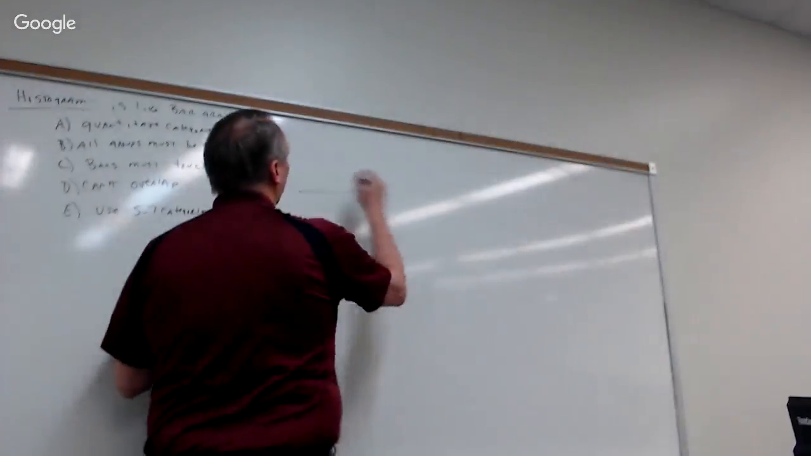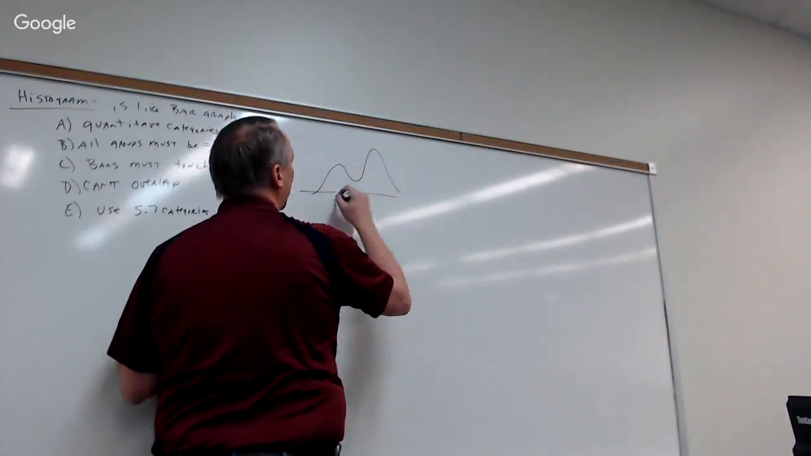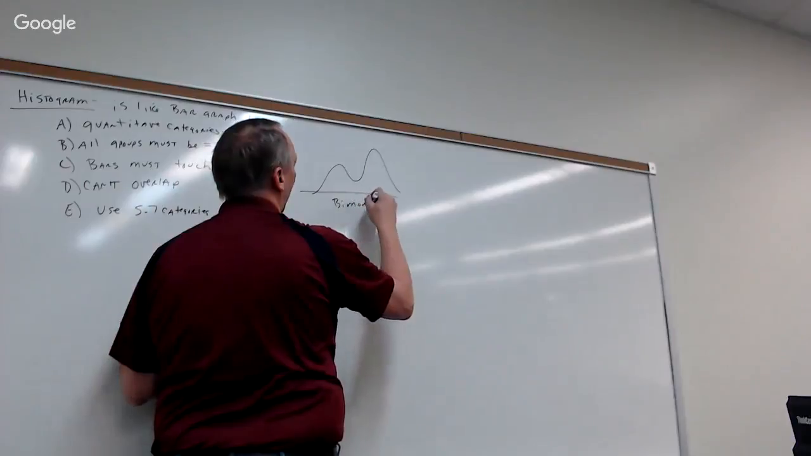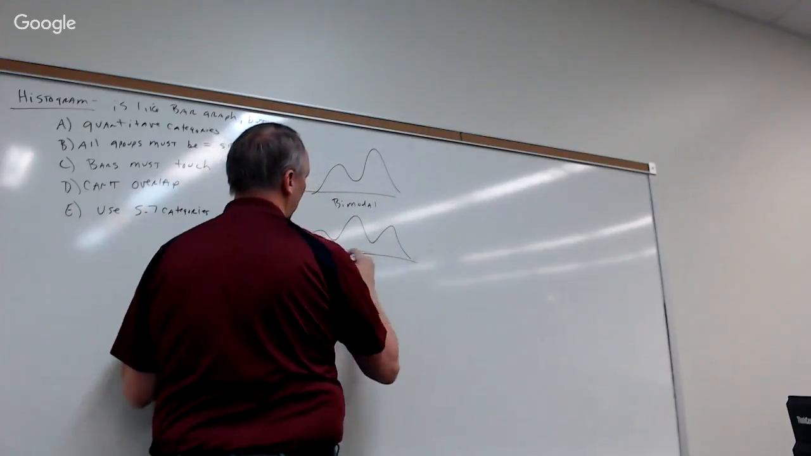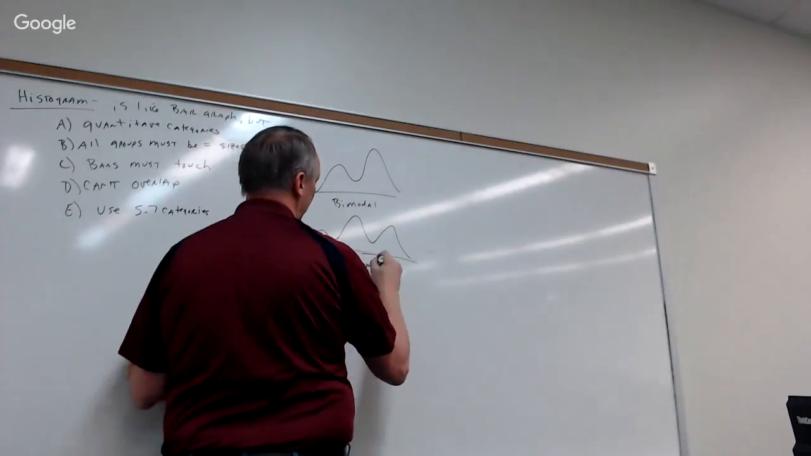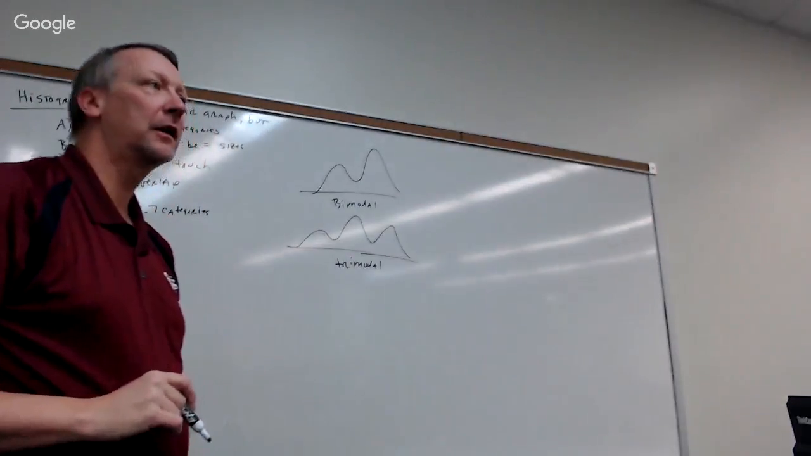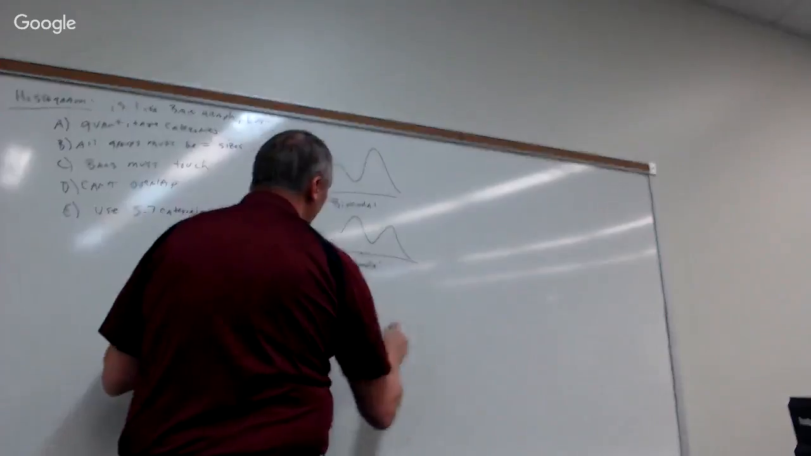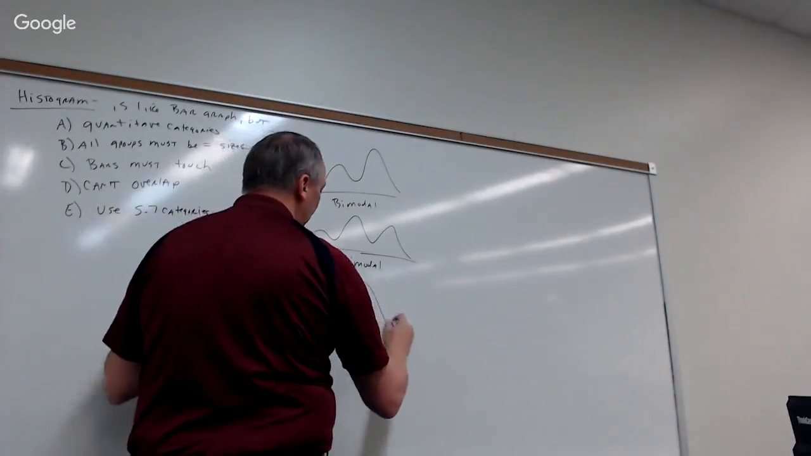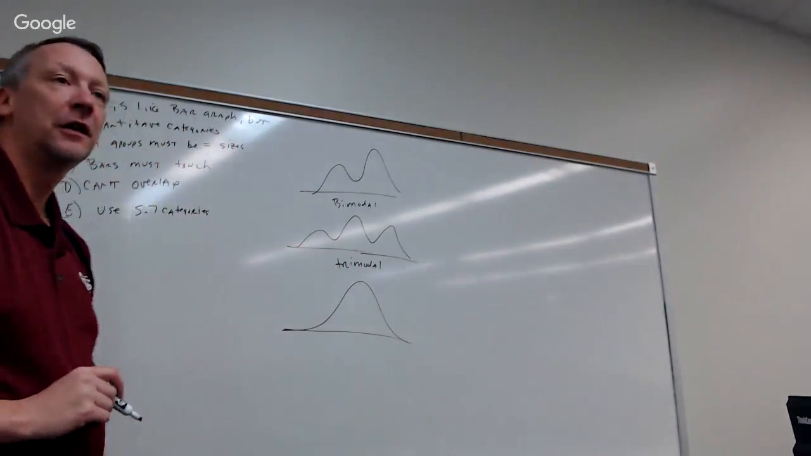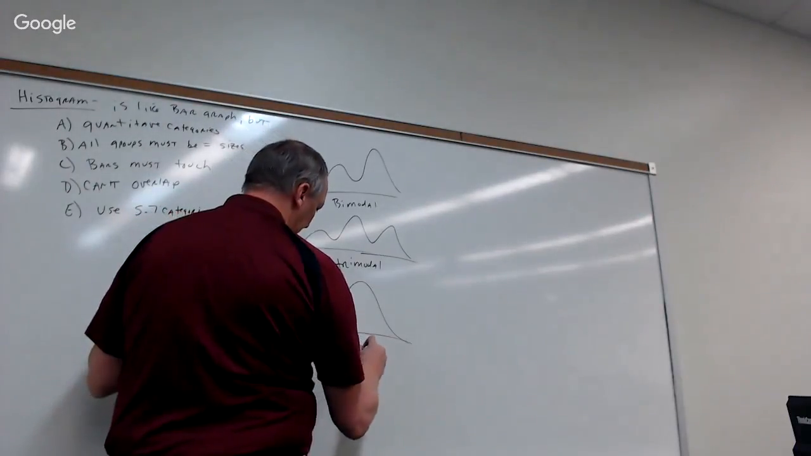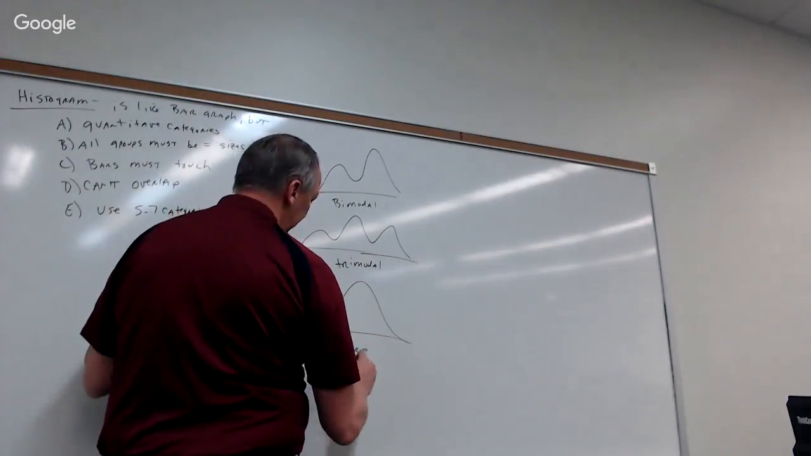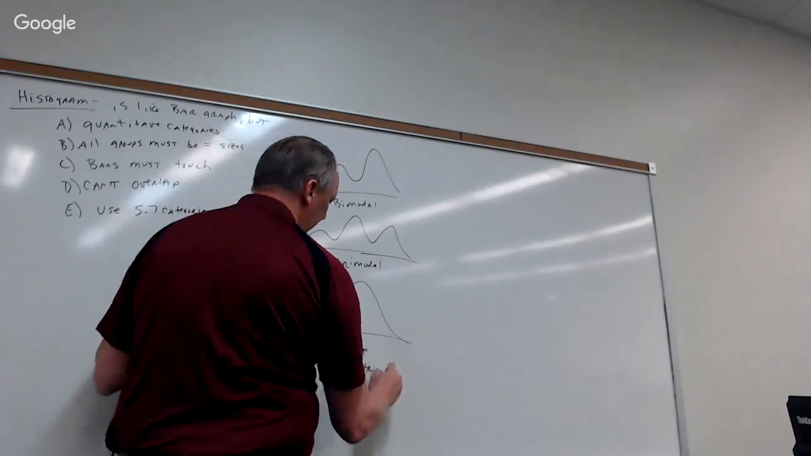So if I have a bimodal, this would be an example of a bimodal, or you could have a trimodal, etc. Now, of course, what we hope our data is a nice bell curve, right? You could say this is a bell curve, or you could also say it's symmetric.